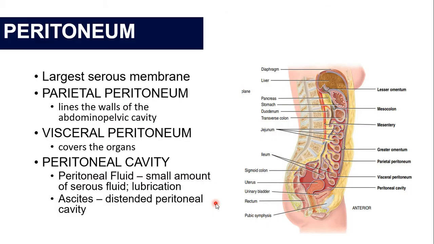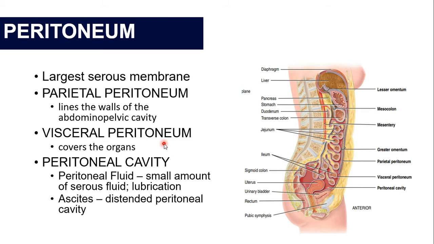Next is the peritoneum. So take note that it is the largest serous membrane of the body. Okay, so it is divided into two. We have the parietal peritoneum, which lines the wall of the abdominal cavity, which is the innermost layer of the abdominal wall, as we have discussed in our first module in the midterms. And then we have here your visceral peritoneum, which covers some of the organs in the cavity and their serosa.